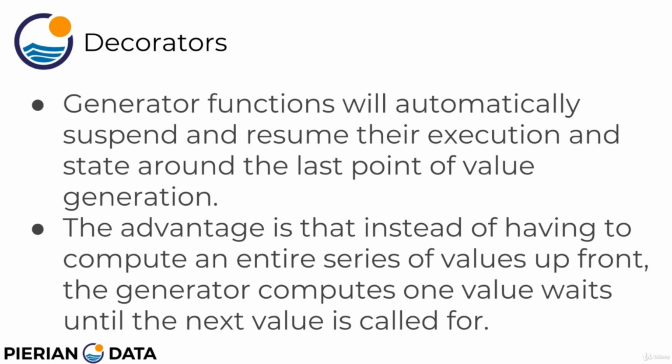The advantage here is that instead of having to compute an entire series of values up front and hold it in memory, the generator computes one value and waits until the next value is called for. So you can imagine if you wanted to get all the numbers between 1 and 1 million. You have two options here. You can either start generating values 1, 2, 3, 4, and then feed them that way, for example, in a for loop, or you would create a giant list of numbers, 1 through a million, and then slowly pick off those numbers from memory.